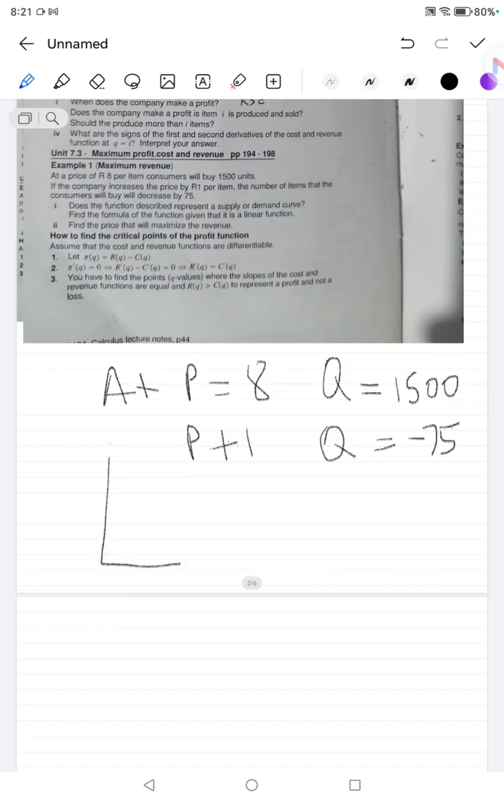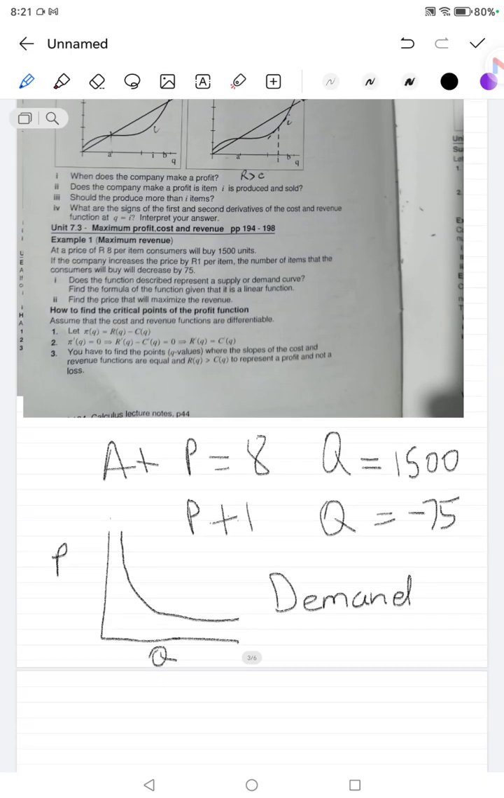Remember, you are having something that looks like this. I'm trying to remember the graph, I think it's P and Q. So your Q is decreasing and your P is increasing, so you're going to have this. And remember, what shape is this for? This is for your demand curve. As I said, you have to make sure that you keep the shapes in your head. Then you already know that, okay, it's a demand curve.